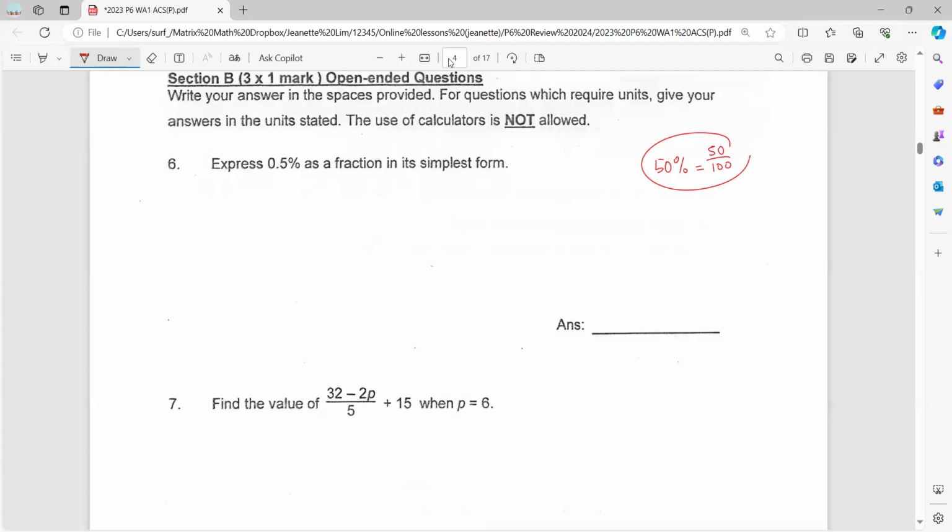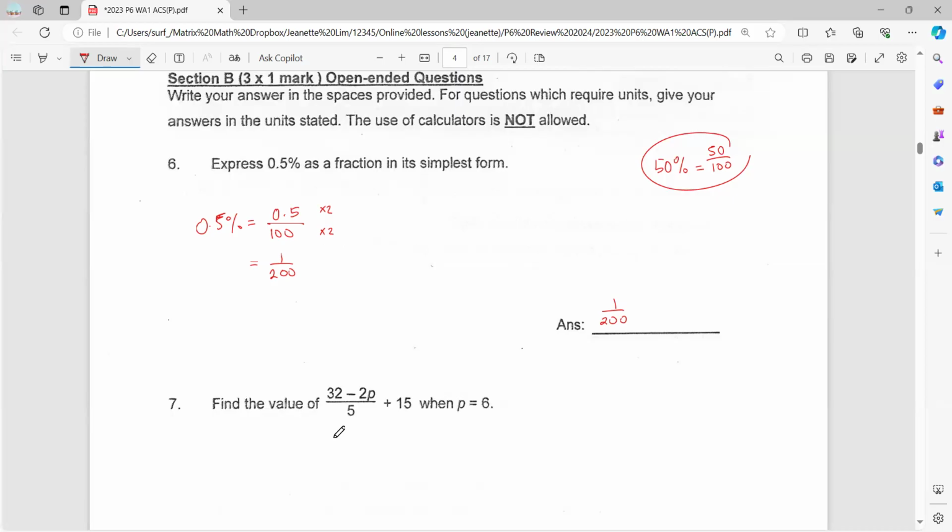Example. Okay, so if you have 0.5%, you want to change it to a fraction, you divide by 100. So 0.5% equals 0.5 divided by 100. So when you leave it as a fraction, of course, you have to use whole numbers. So how do you get a whole number from 0.5? You can multiply by 2, because 0.5, when you multiply by 2, you get 1. So times 2, you'll get 1 over 200. Okay, that's the simplest form.